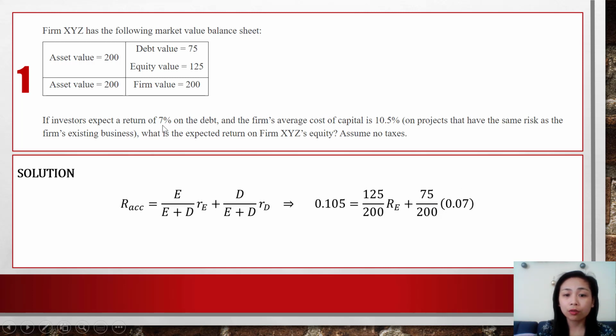the debt return rate. So this is a basic linear equation. So go ahead and solve for RE. We got RE is 0.126, that means 12.6%. So that's the first problem.